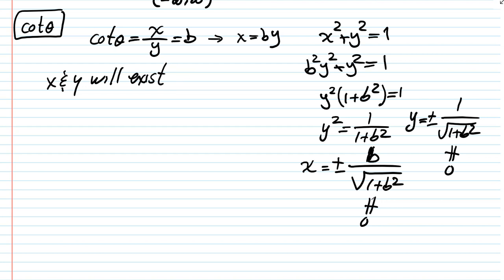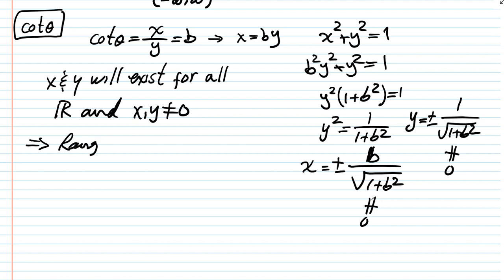for all real numbers, and x, y individually are not 0. Therefore, put these together, therefore we can say that the range of cotangent is going to be from negative infinity to infinity also, just like it was for the tangent. All right. So we have the domain and ranges of these trig functions.